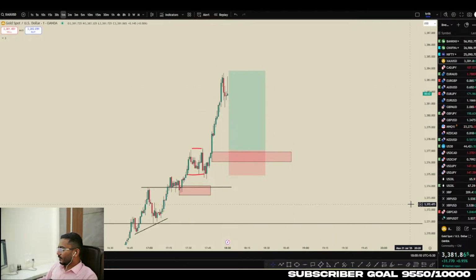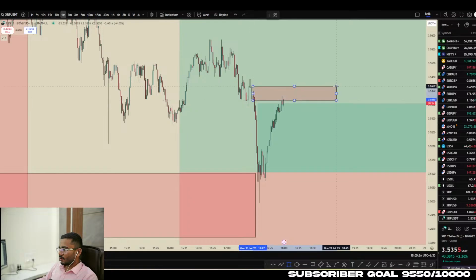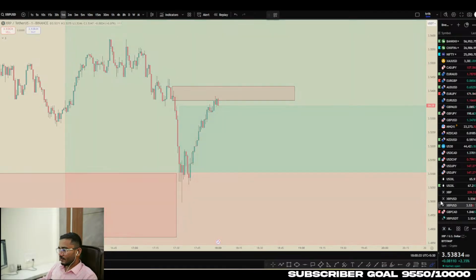So XRP is going to the upside. Here we can see this is our order block on the low time frame. Now price will react from this area to the downside. So I'll change the chart here.